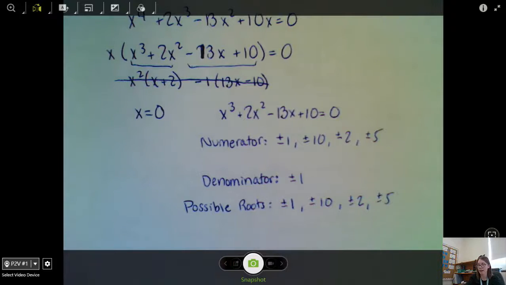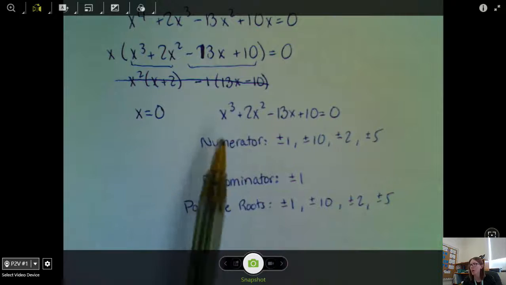Once we find 1, then we can use our synthetic division to find the rest. We don't necessarily have to check all of them. And actually, it works kind of well if we stop sometimes instead of checking all of them, because we might not have 3 more roots that are all rational.